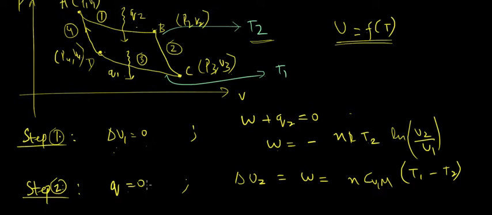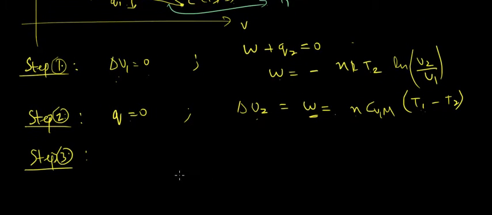In step 2, what can we write? Step 2 is an adiabatic process, so Q would be equal to 0, and since Q is 0, we can write the change in internal energy delta U2 equals W plus Q. Q is 0, so it is just W, and W would be equal to n CV m (T1 minus T2). It is going from T2 to T1, so final temperature is T1 and initial temperature is T2. So delta U would be n CV m delta T, where delta T is T1 minus T2.